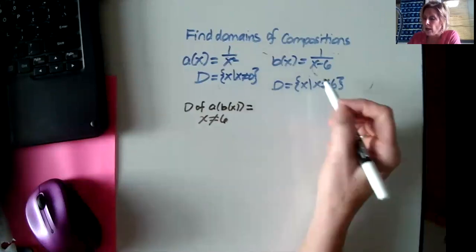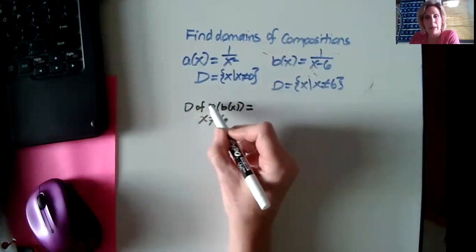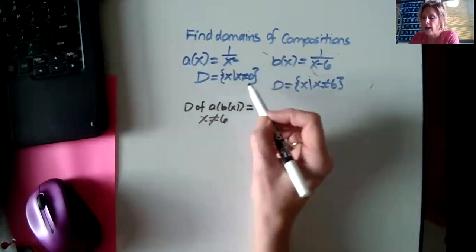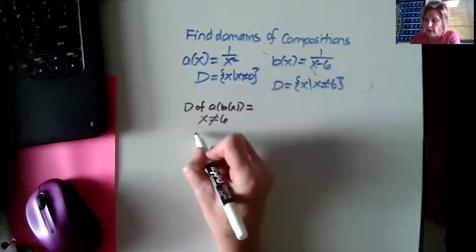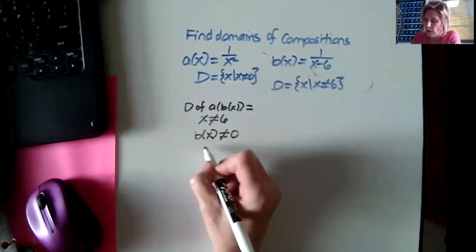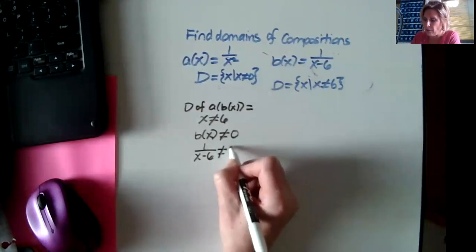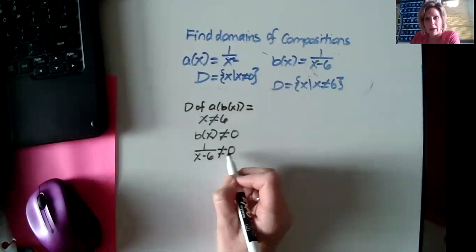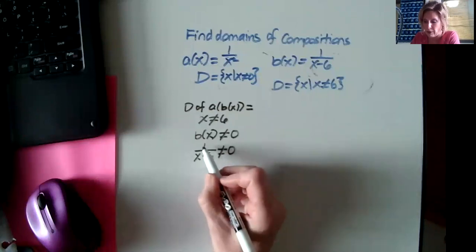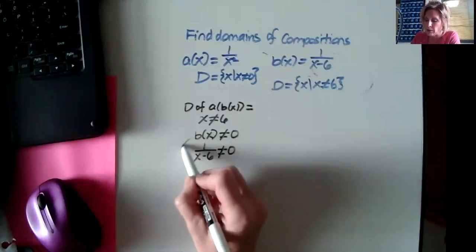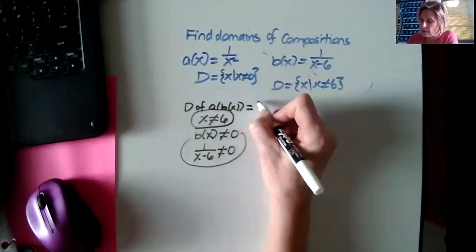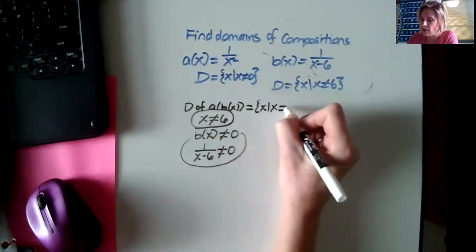Now the next thing I do is I get my answers for B of X and I plug them into A of X. Is there any answer for B of X that could not be plugged into A of X? Well, A of X will not allow you to plug in X equals 0. So whatever I get for B of X, it better not be 0 or I can't plug it into A of X. Well, that means 1 over X minus 6 better not be 0. But it's not going to be 0 anyway, because the only way that a fraction can be 0 is if the top is equal to 0, and that 1 is never going to be 0. So this part becomes a non-issue. This part becomes the only thing that actually has an effect. So I'm going to say, all X such that X does not equal 6.